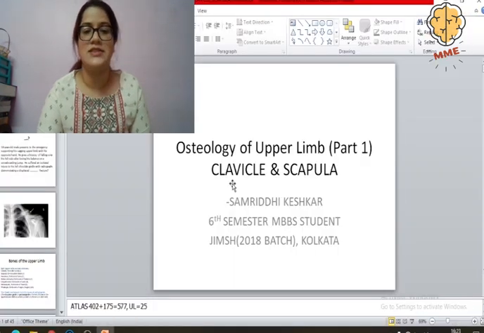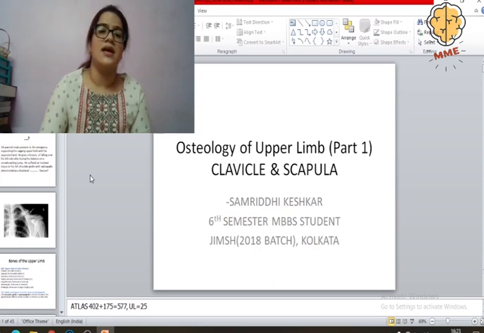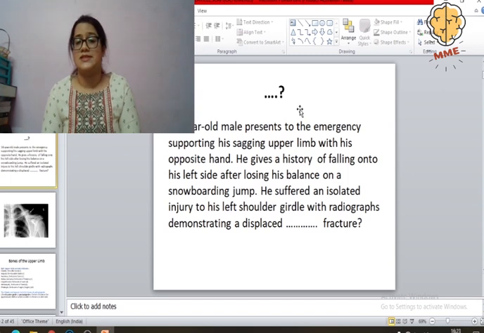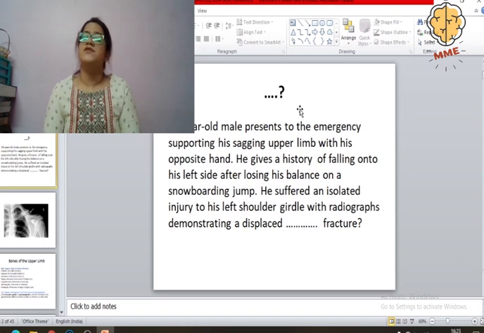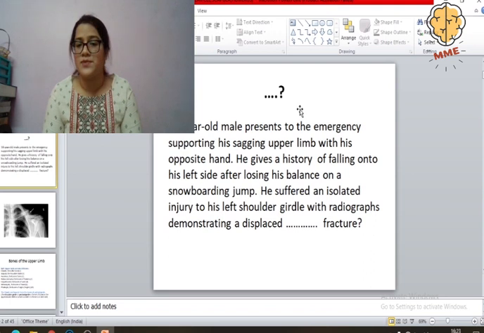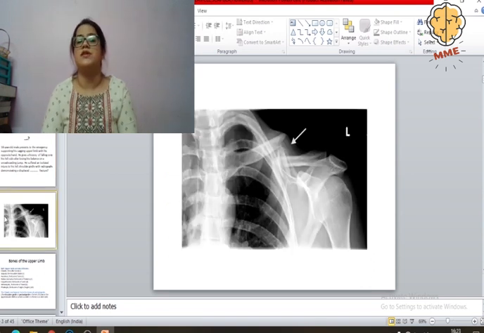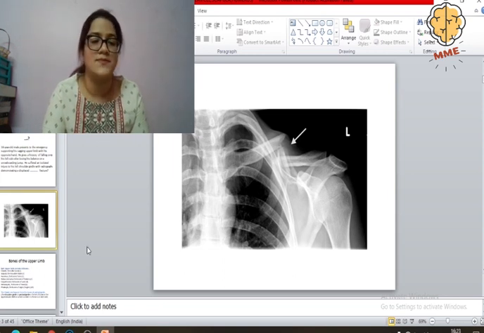So this is our today's topic, osteology of the upper limb, and in this video we'll be discussing the clavicle and the scapula. An 18-year-old male patient presents to the emergency, supporting his sagging upper limb with his opposite hand. He gives a history of falling onto his left side after losing his balance on a snowboarding jump. He suffered an isolated injury to his left shoulder girdle with radiographs demonstrating a displaced blank fracture. What fracture is it? We can clearly see it is a fracture of this bone, but what bone is this?